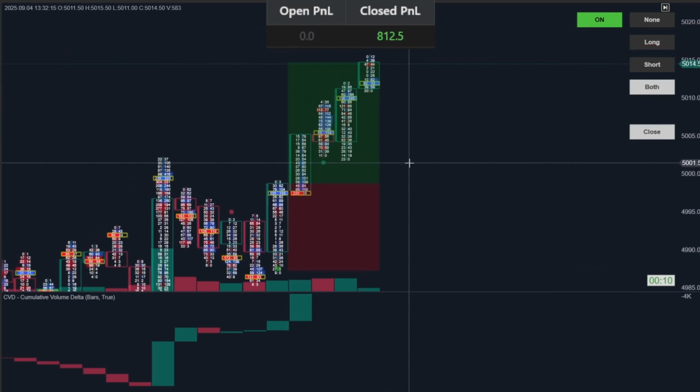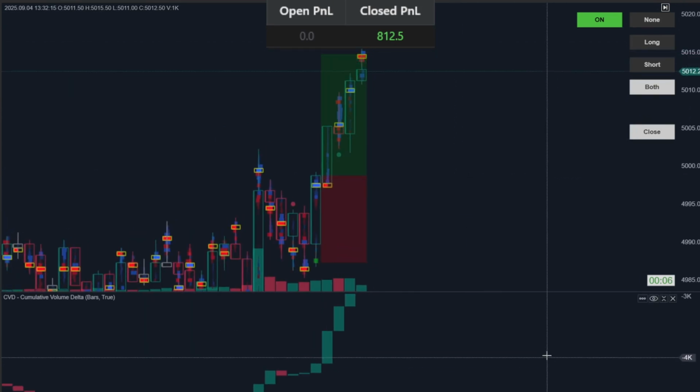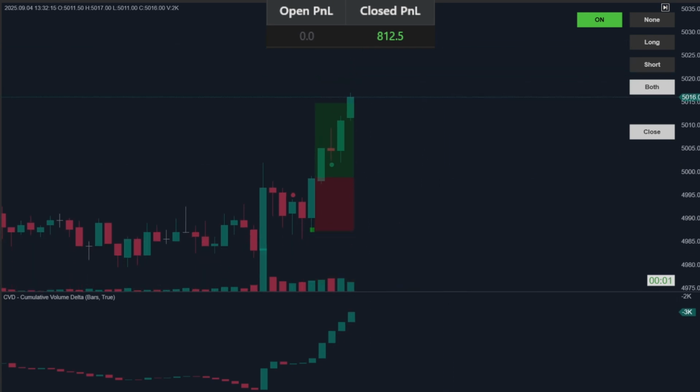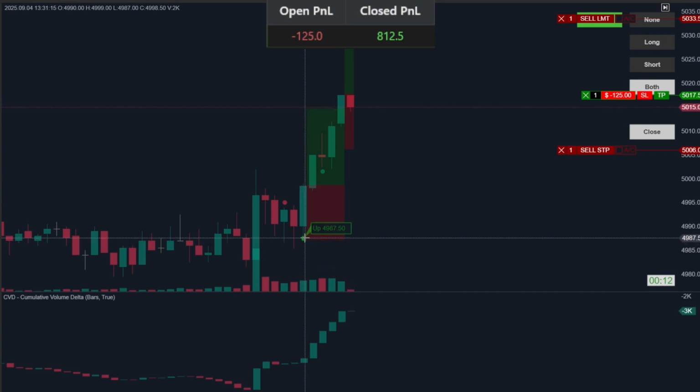But look at this guys, we're moving up very nicely, and there we go, we hit our take profit. Very quick trade, very quick win. The delta is super positive. So New York session opens and immediately we see a bullish reaction, and here we go, we get another trade.